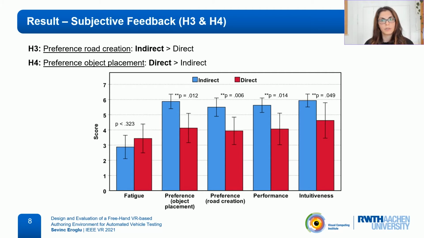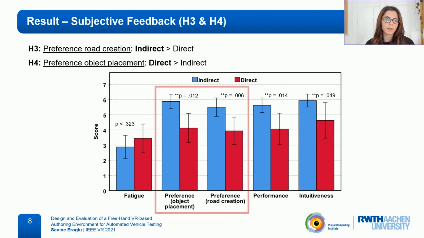Regarding hypotheses 3 and 4, a 7-point Likert scale subjective questionnaire was designed to be ranked after each of the conditions. And based on the results, indirect significantly outperformed direct regarding road creation and object placement. This confirms our hypothesis 3, but not 4. One possible reason is indicated by the qualitative feedback that we obtained during the study. Some participants found traveling by zooming with both hands to be less ergonomic than traveling via the 2D panel.